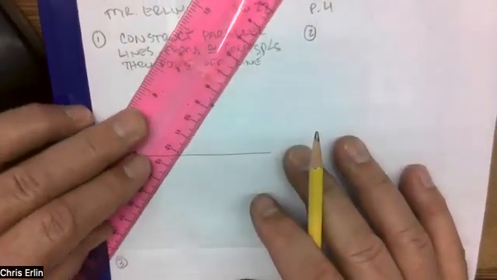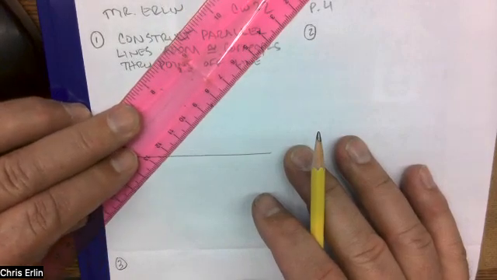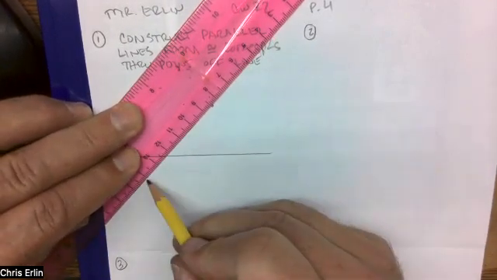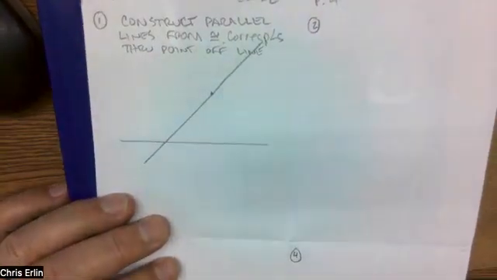I'm going to produce a transversal. It doesn't matter what my transversal angle is. I just want a line that crosses over the line we've got and the line we want up here.